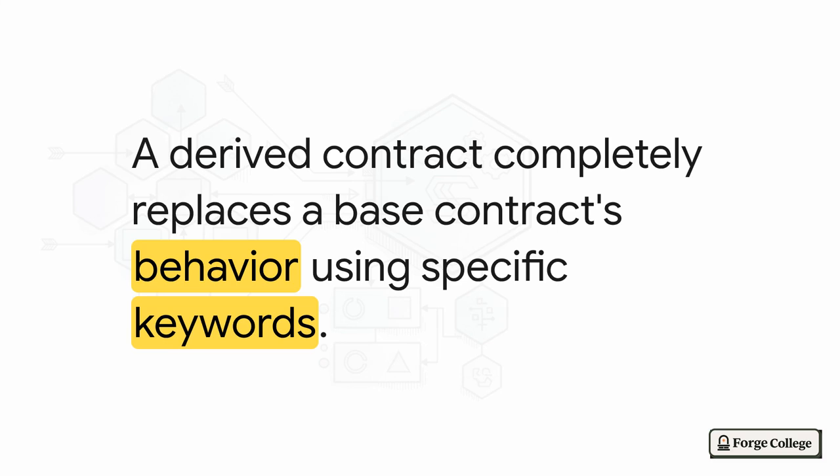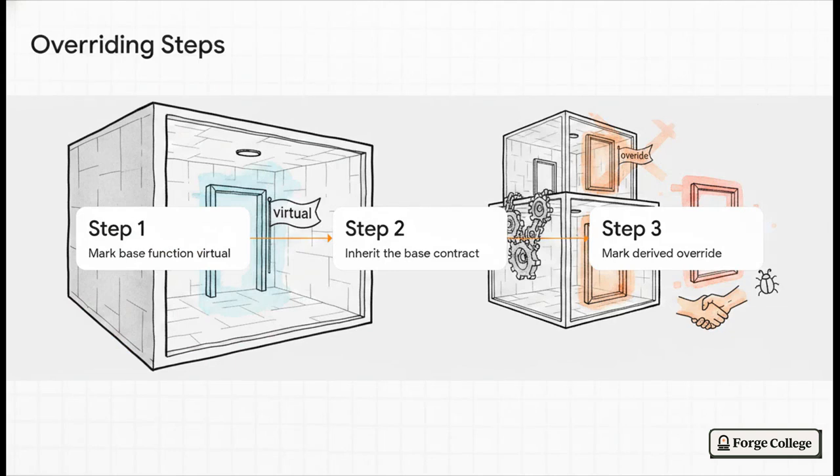But listen, Solidity doesn't let you do this by accident. You have to use specific keywords to officially sign off on the renovation. There's a very rigid syntax for this. Step 1, in your base contract, you explicitly mark the function with the virtual keyword. This is basically you telling the compiler, hey, I'm officially allowing future developers to renovate this room.